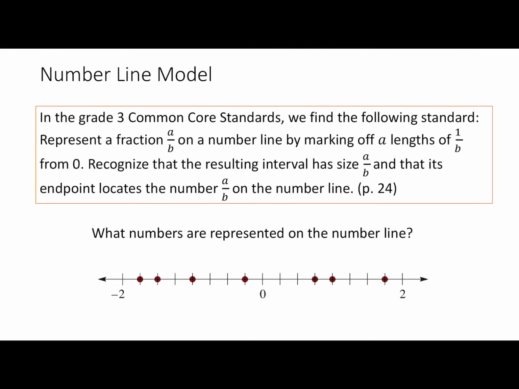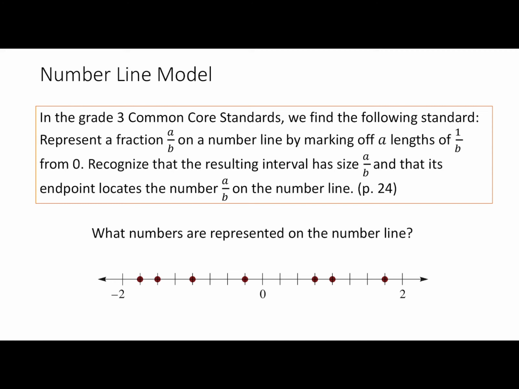Okay, so grade 3 here, students need to represent a fraction a over b on a number line by marking off a lengths of 1 over b from 0. What I've drawn here for you is a number line from -2 to 2, and we've got some equally spaced tick marks, and our goal is to determine what the numbers are that are represented. Now, I know you have the answers in your slide, but let's talk through how we would find these just to make sure we all are on the same page.